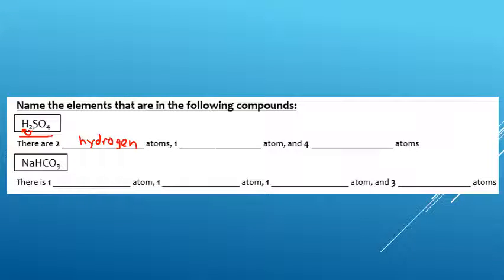We do not have a subscript on the S, so that again means 1. We have 1 that is a sulfur atom. Then we have 4 atoms of oxygen. O is for oxygen.